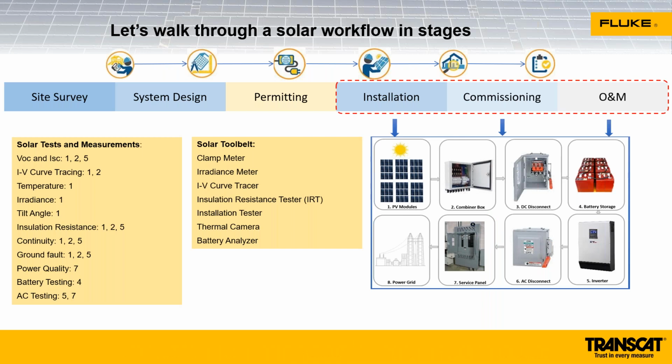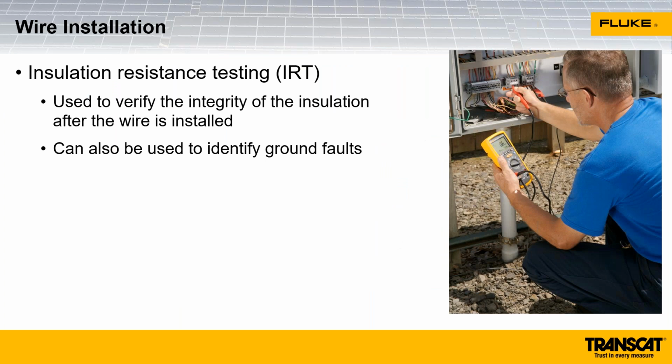All right, now that we've talked about category ratings, voltage ratings, and the IEC standard, let's talk about the solar workflow. And in this presentation, we're going to concentrate on installation, commissioning, and operations and maintenance and the tests that we conduct in each of those stages. So during the installation stage, specifically for wire installation, we're going to do insulation resistance testing. And this is to verify that as the wire was being installed, the insulation wasn't compromised, and there's no damage to the insulation that's connected to ground.